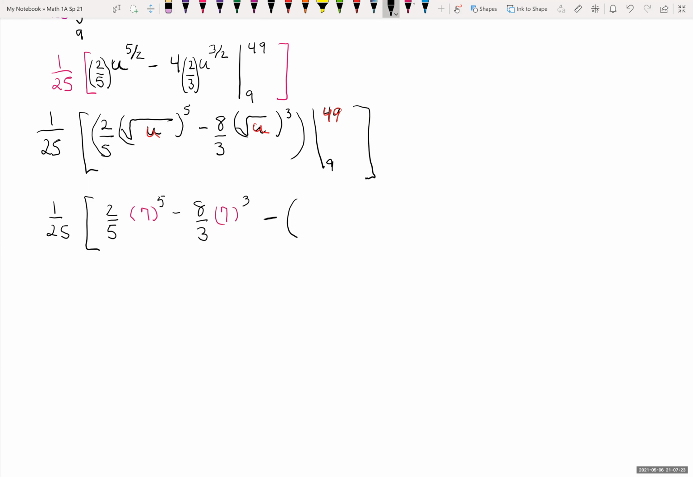Minus, put parentheses because there's more than one term in here. We have 2/5. We have the square root of 9. So the square root of 9 is 3. And we have 3 raised to that 5th power. Minus 8/3 square root of 9, which is 3. And 3 is cubed.